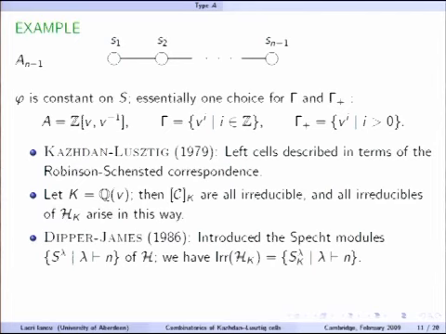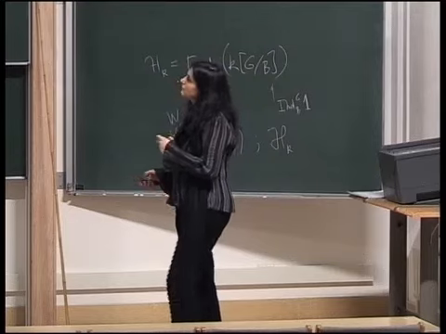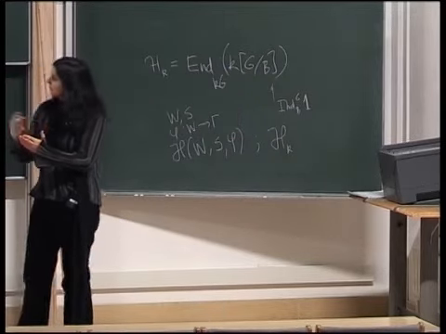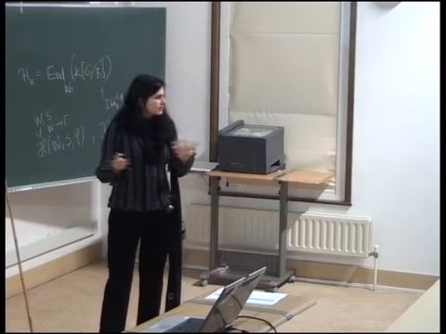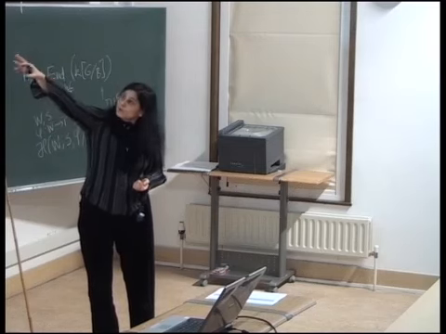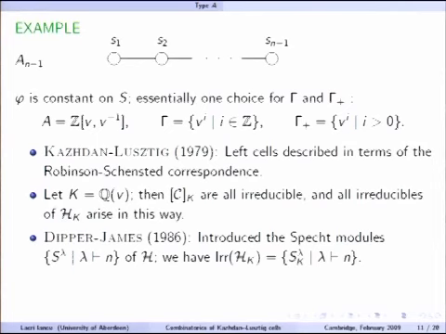And of course, on the other hand, Dipper and James have introduced the Specht modules in '86. This is a collection of modules of H which have the property that when you go into H_K, this collection is really the collection of all irreducibles of H_K. So of course, you have a natural question: is there a nice bijection, nice correspondence between the Specht modules of Dipper and James and the left cell representations, which are all irreducible as well if you look at H_K?